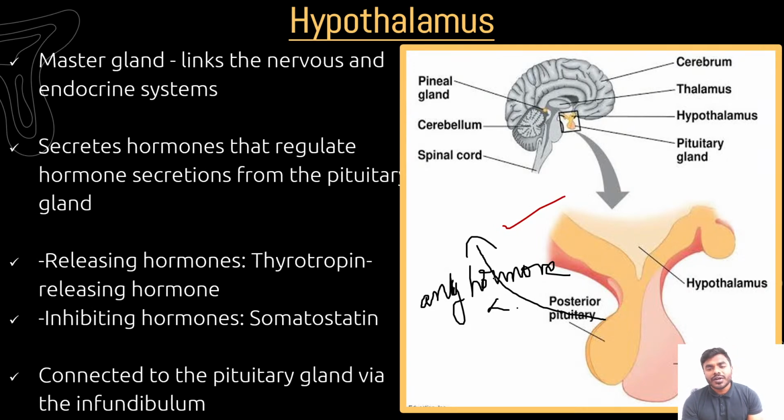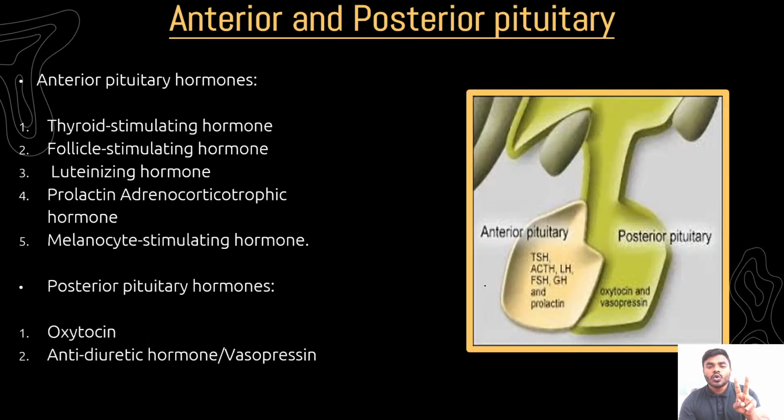If the posterior pituitary gland is not synthesizing any hormone, what is the role? Keep it in your mind, friends. The posterior pituitary gland plays a crucial role exclusively in storage. It can't synthesize anything, but it can store something. It cannot store every single hormone, friends. It can store only two major hormones.